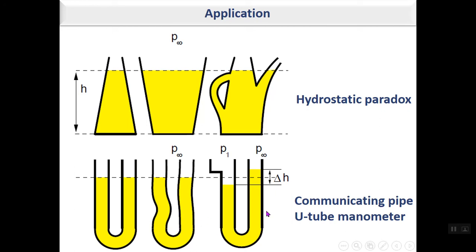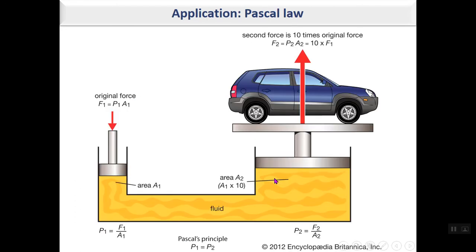Another application is the communicating pipe. You know that when the pipes are connected like this, the surface of the liquid at both legs, actually these are named legs, is the same. Another application is the U-tube manometer. By this method, by use of Pascal law, you can calculate the pressure at a point by connecting it to the U-tube manometer, filling it with a liquid, and then measuring the height difference between the two sides. By knowing the height difference, you can simply calculate the pressure difference by the Pascal law.